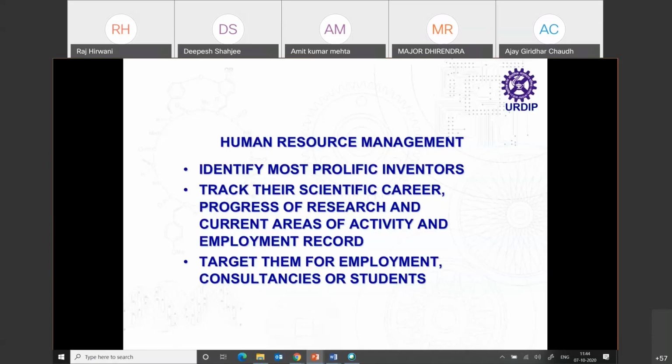So don't get surprised if some headhunter comes after you because you have a good patent. Patent information is used extensively for HR.